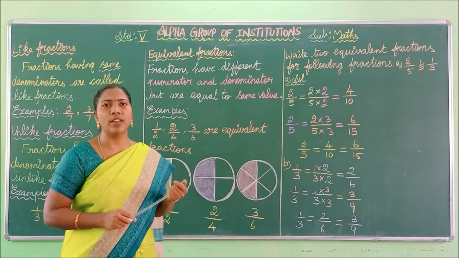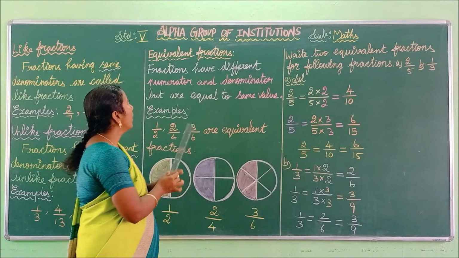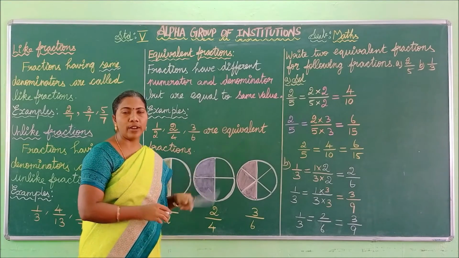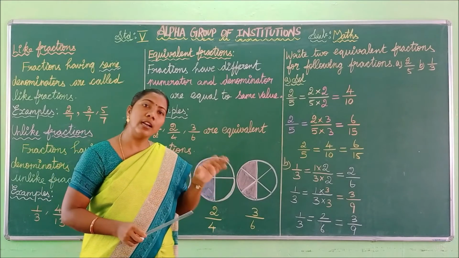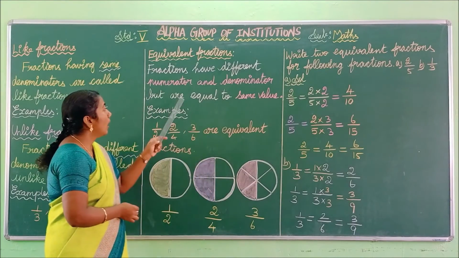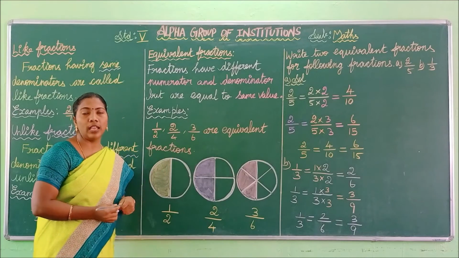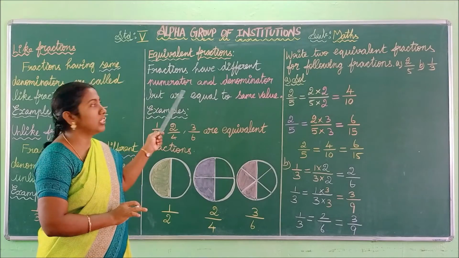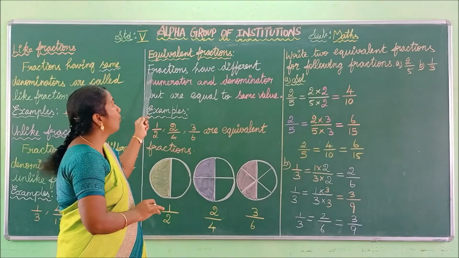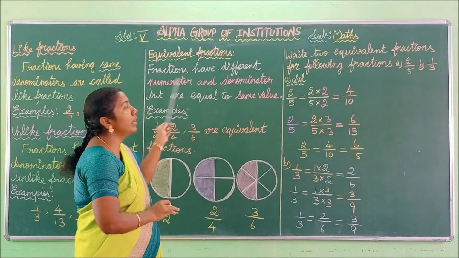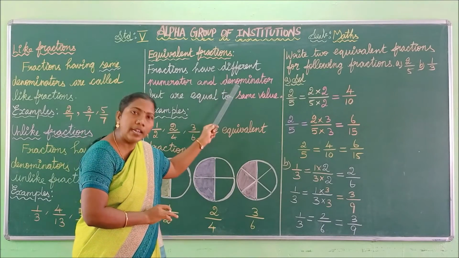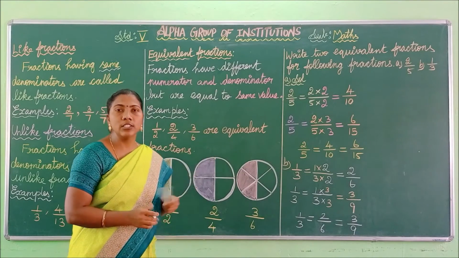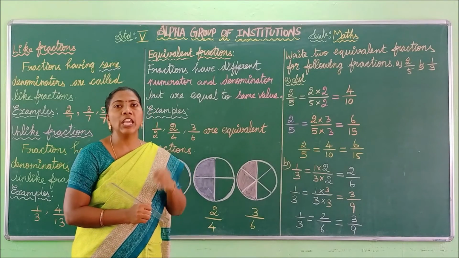What is meant by equivalent fractions? Let us see. Fractions having different numerator and denominator also, but they are equal to same value. Such types of fractions are called equivalent fractions. Once again, read the definition. Fractions having different numerator and also denominator but are equal to same value. Such types of fractions are said to be equivalent fractions.